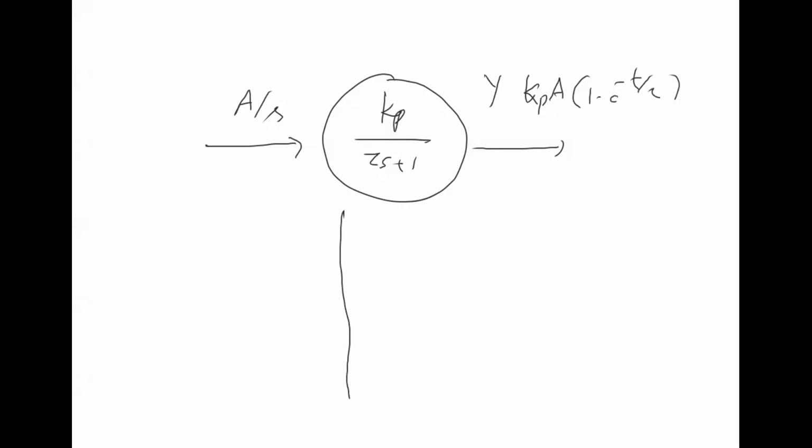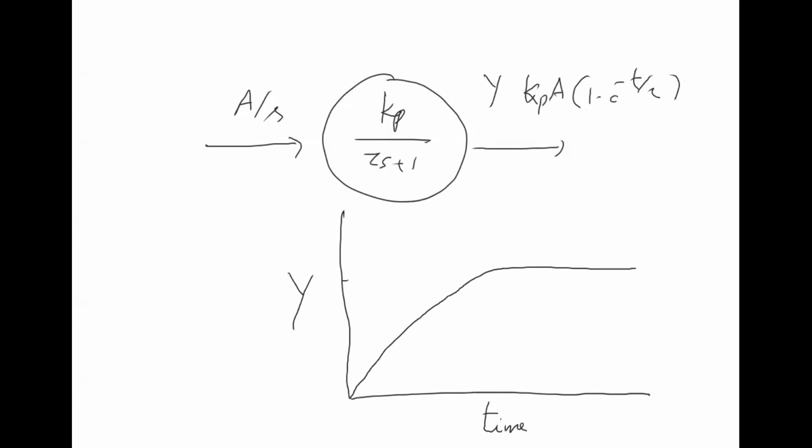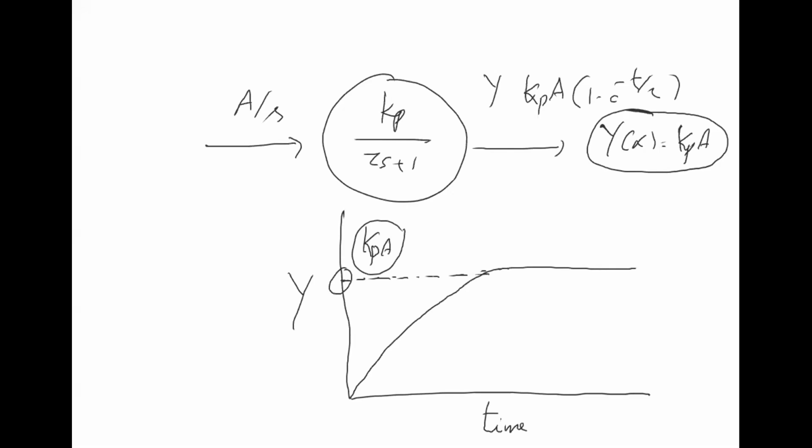The response you get is Kp A into 1 minus e power minus t by tau. If you sketch the response y as a function of time, what is the final value, y of infinity? It is Kp into A. So tau has no influence on the final value. The final value remains the same, which is Kp into A.